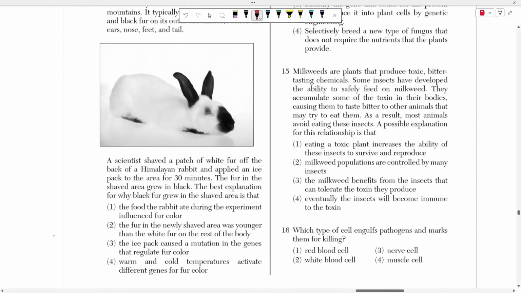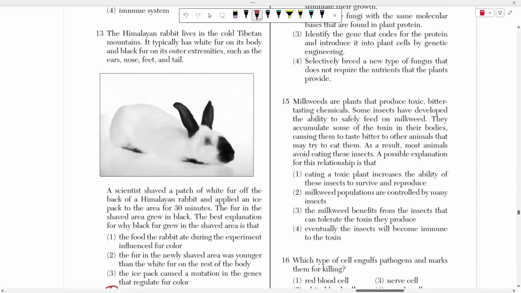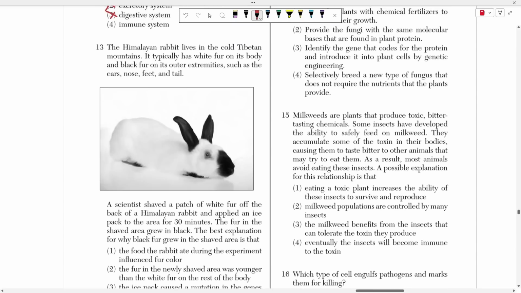So in this case, that answer is going to be 4. Warm and cold temperatures activate different genes for fur color, right? Himalayan rabbits live in the cold Tibetan mountains. It typically has white fur on its body. So when in the cold, it's going to produce black fur on its outer extremities, such as the ears, nose, feet, and tail. So this black fur is where the rabbit comes in contact with the cold the most, right?